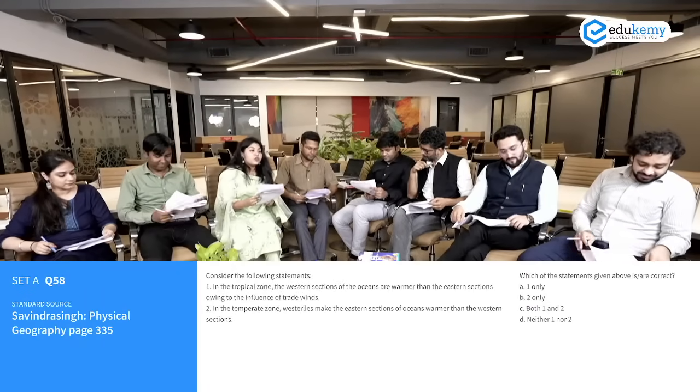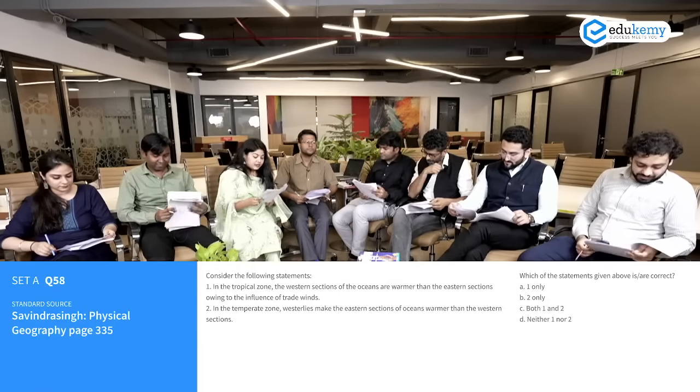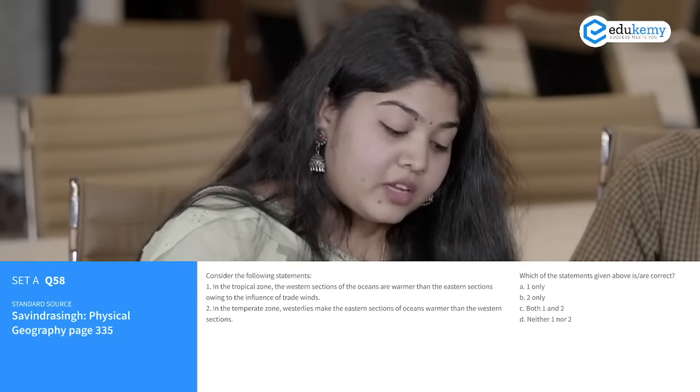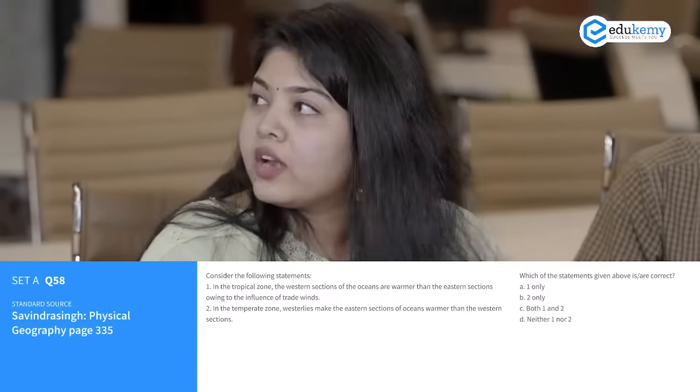Now, coming to the 58th question. The 58th question is again from the core geography. You need to know your basics, your NCERT. It talks about the role of westerlies in the temperate region. Apart from that, it talks about which part of the oceans are warmer or not. So I think Shabir sir would be the right person to give you an answer on this also.